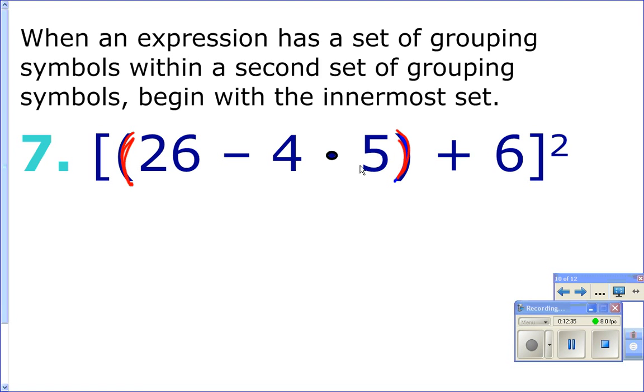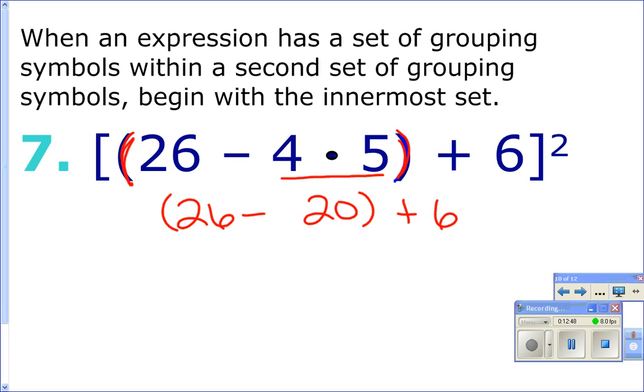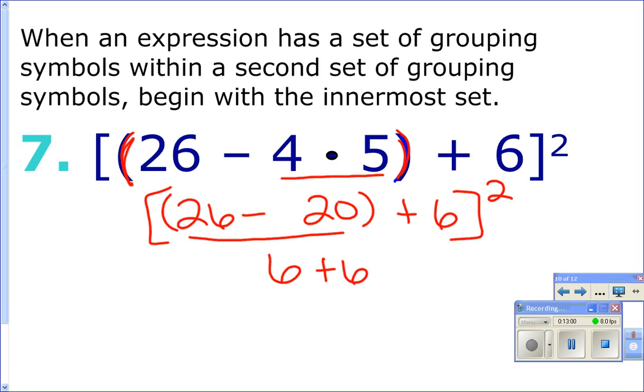So in the parentheses, we have multiplication and subtraction. We're going to multiply first. 4 times 5 is 20. Bring everything down. Okay. Next, we still have parentheses, so we're going to work that out. 26 minus 20 is 6. Bring everything else down. Okay.